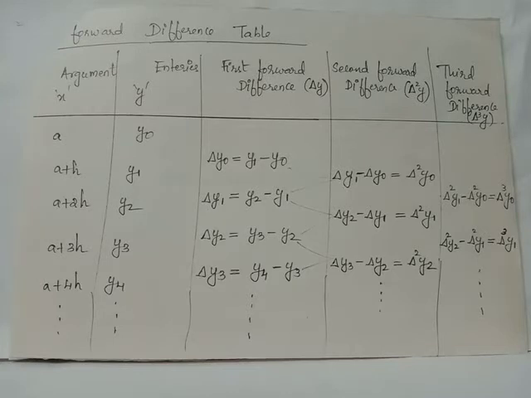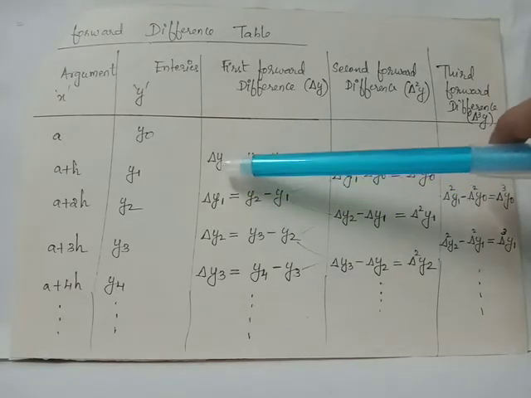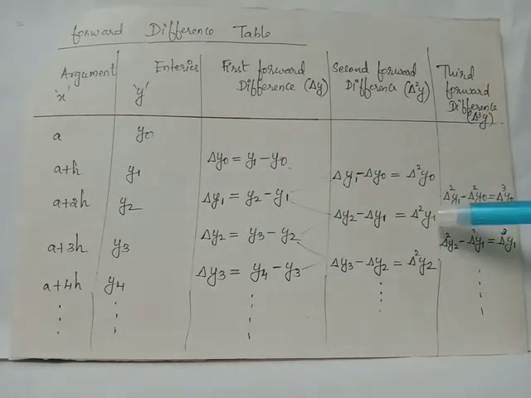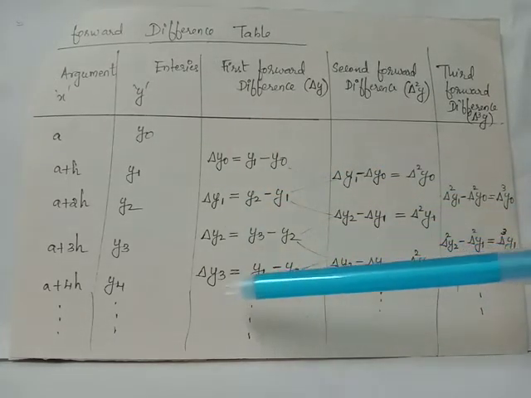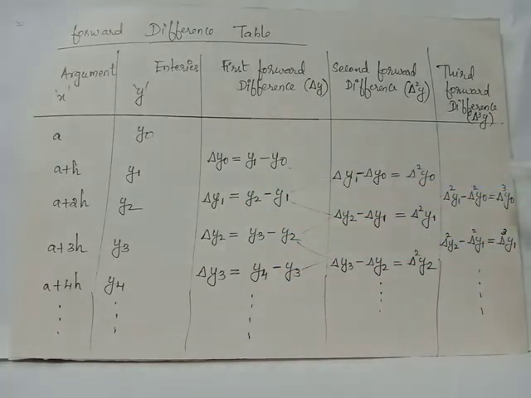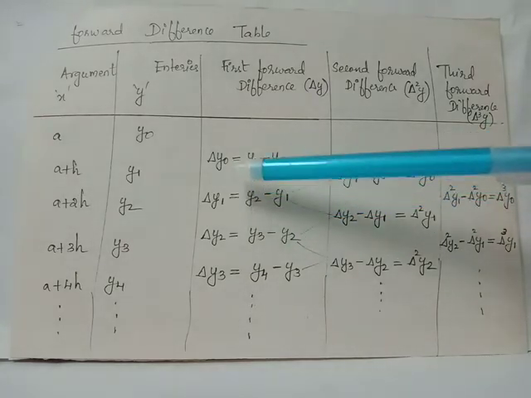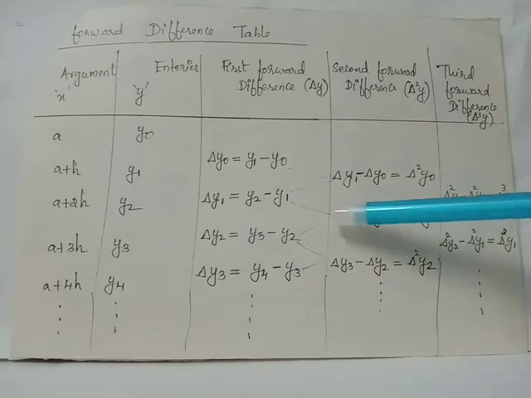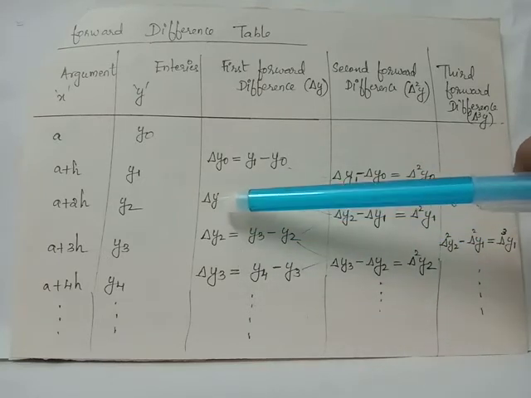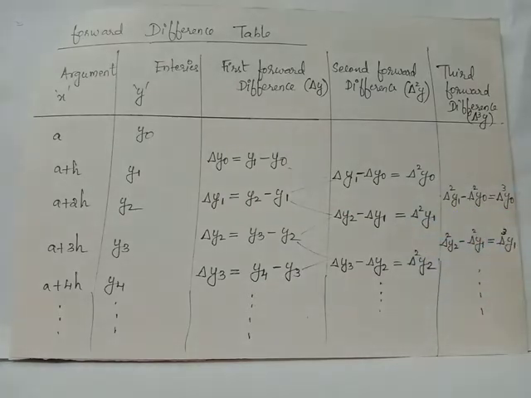The second forward difference is notated using delta square y. Delta square y naught equals delta y1 minus delta y naught. Delta square y1 equals delta y2 minus delta y1. Delta square y2 equals delta y3 minus delta y2. Delta square y naught is written midway between delta y1 and delta y naught. Delta square y1 is similarly written midway between delta y2 and delta y1, and so on.